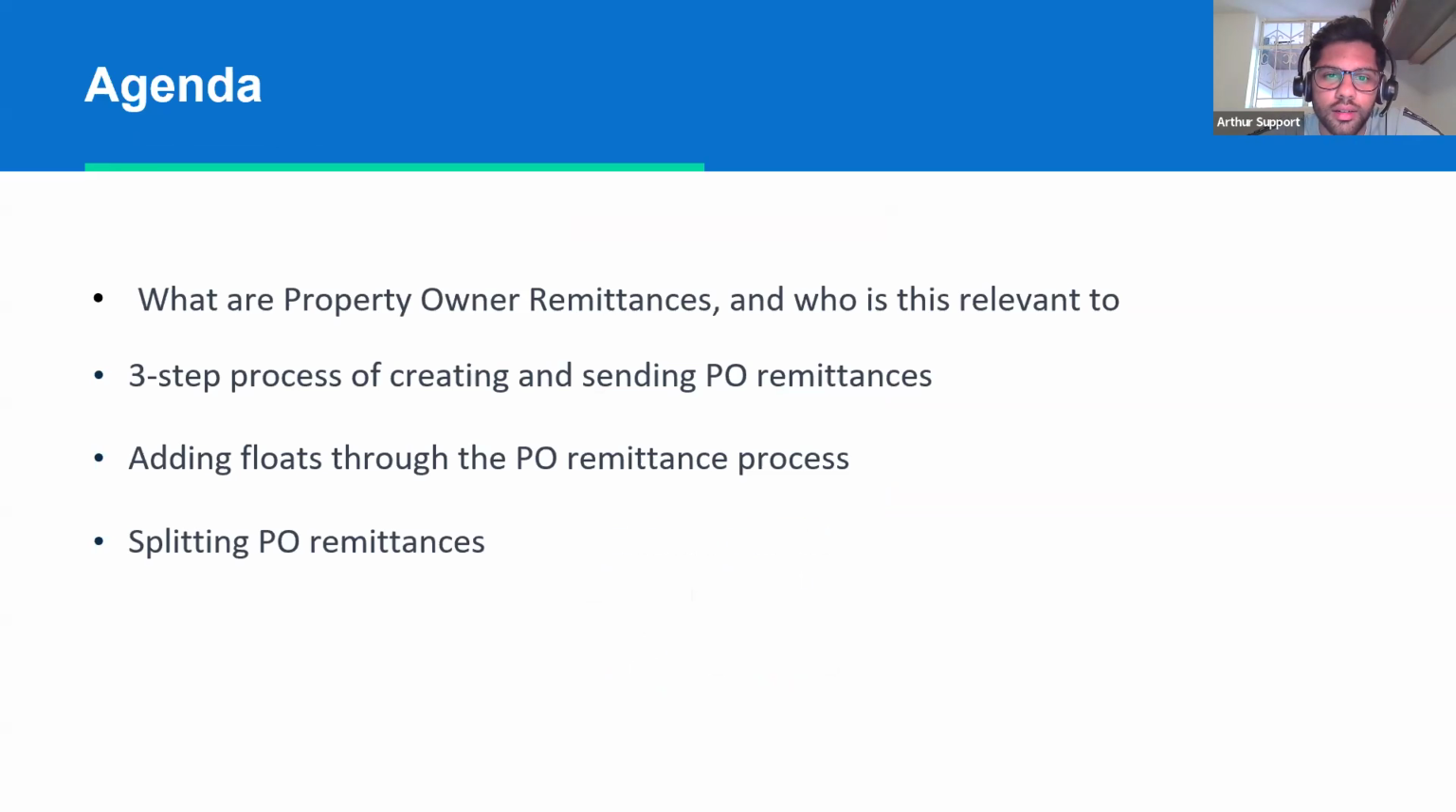In today's agenda, I'll first be looking at what are property owner remittances and who this is relevant to. I'll then be looking at the three-step process of creating and sending PO remittances. Following this, I'll look at floats and how you can add floats through the property owner remittance process. And then lastly, we'll be looking at how to split property owner remittances when you have multiple landlords that you're sending payments to and also sending statements to.